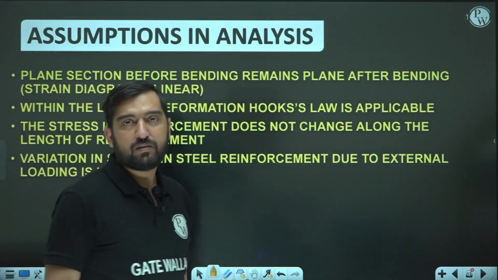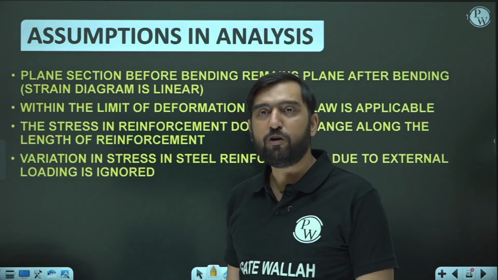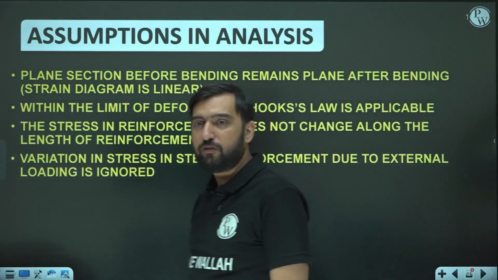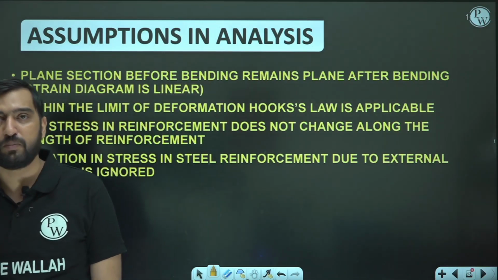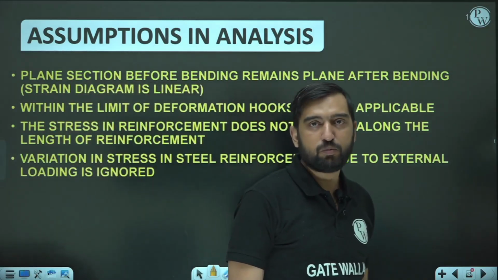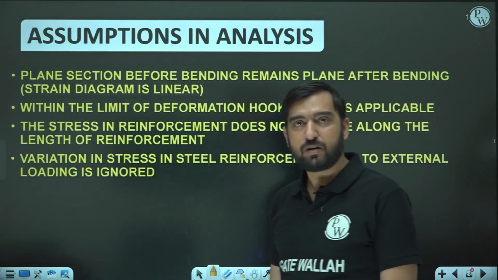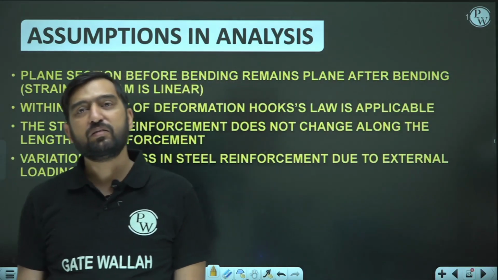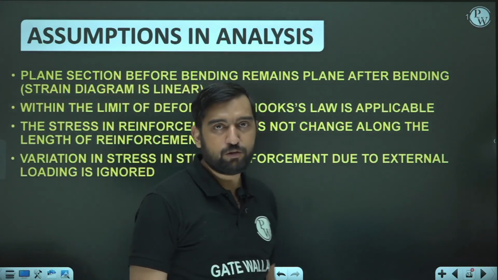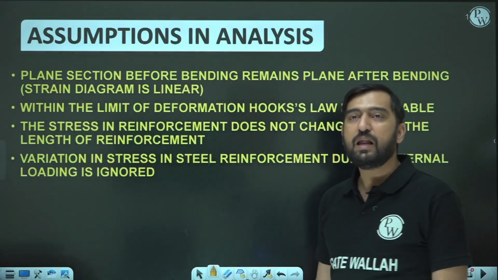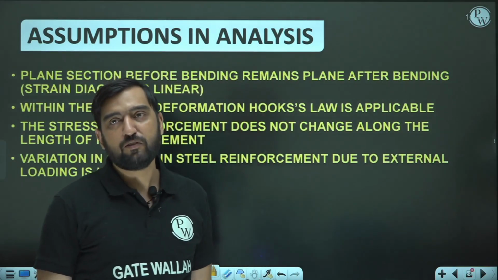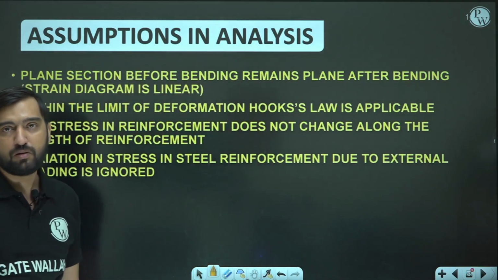Now next is analysis. Before analysis there are some assumptions in the analysis of pre-stress concrete. The first is that a plane section before bending will remain plane after bending. Second is that within the limit of deformations Hooke's law is valid, meaning up to the proportional limit stress is proportional to strain. And the third assumption says that the stresses in the reinforcement are not going to change along the length of the reinforcement. And next, variation in the stresses in steel reinforcement due to external loading is ignored.